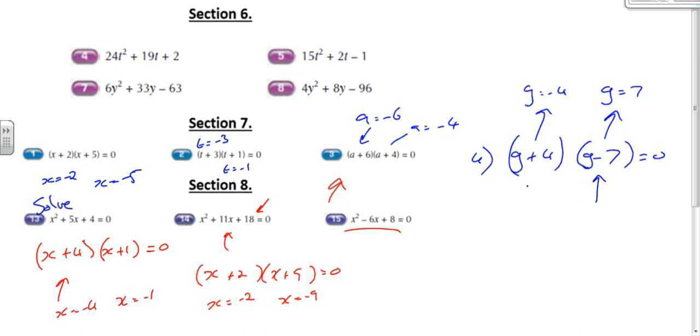Finally, question 15. Two numbers that multiply together to make 8, add together to make minus 6. Where you've got 1 and 8, or you've got 2 and 4. You can use 2 and 4 to make minus 6. It's got to be minus 2 and minus 4. So then the two solutions are going to be x equals 2 and x equals 4. Both of them being positive. Well done if you got those. Again, not very easy.